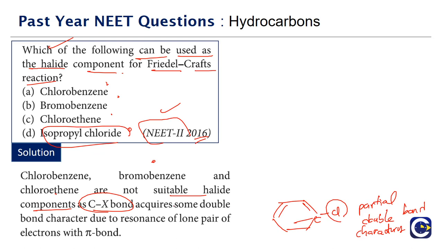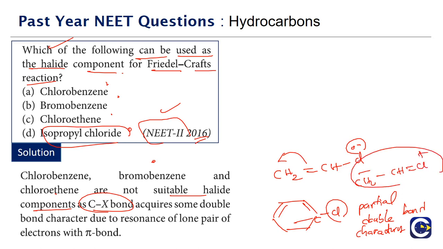Even for chloroethene, which is CH2=CHCl, the chlorine has a lone pair of electrons that can be donated. So we can think about resonance structures, where the lone pair is given to the carbon to form a double bond, giving CH2 minus, CH double bond Cl plus. So the carbon-chlorine bond gets partial double bond character. This is possible because the chlorine has a lone pair of electrons that can be donated to form the pi bond.